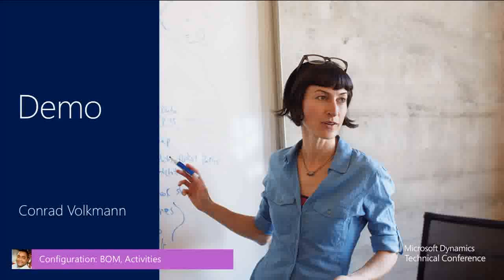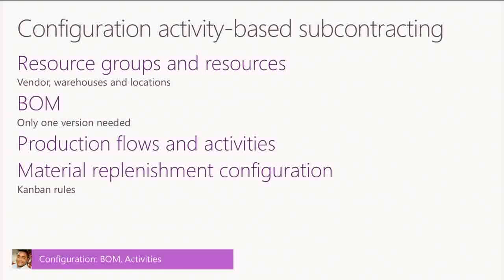So let's look at the configuration of these two. Again, we need to look at the resource groups and resources first. Then we're looking at the BOM, at the production flows and activities, and finally at the Kanban rules.